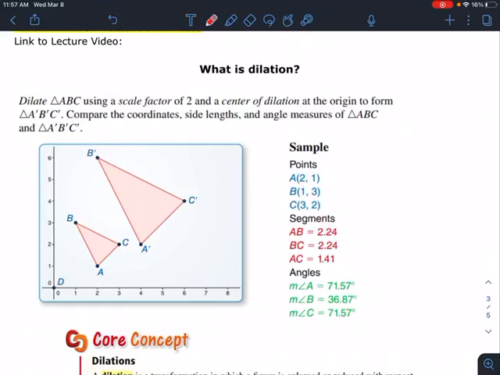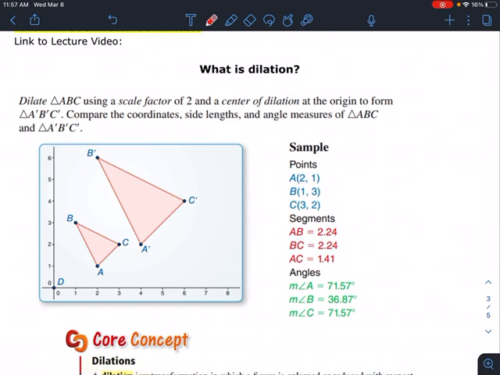Hi students, so this is part two of the lecture, and this video is focused on dilation. Dilation is this sort of fourth rigid transformation where we reduce or enlarge shapes.